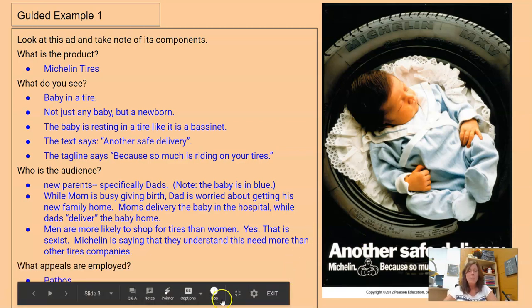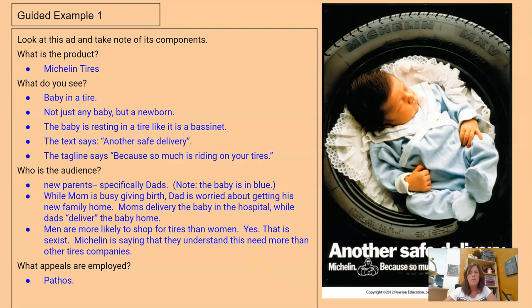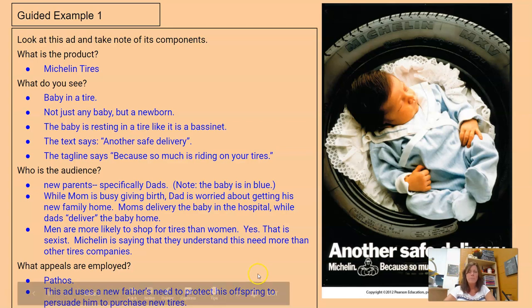So what appeals are being used primarily in this particular advertisement? Well, I think it's mostly pathos driven. It's mostly an emotional appeal. I don't really see any facts or logic in there. It's a baby in a tire. When I first saw that, I was like, oh, so that right there, just the first visual image was pathos, and then all the other aspects built into it.